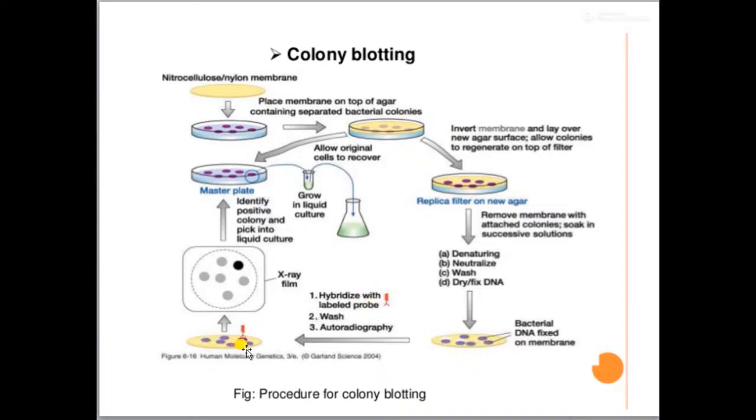If a particular colony does contain the specific sequence corresponding to the probe, the probe will come and bind onto it. You wash off the excess probe and then develop it onto an X-ray film. Only those regions where the probe is bound will show a blackening. So you can identify, corresponding to this in the master plate, which colony has that particular sequence.